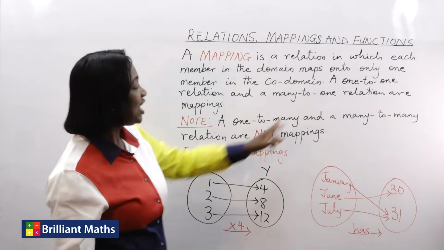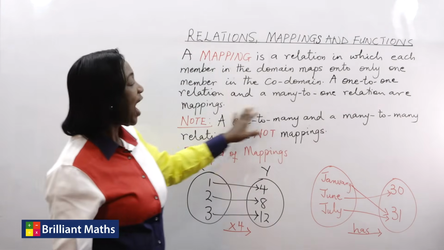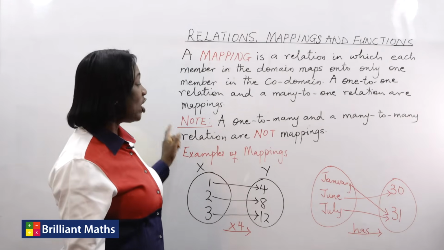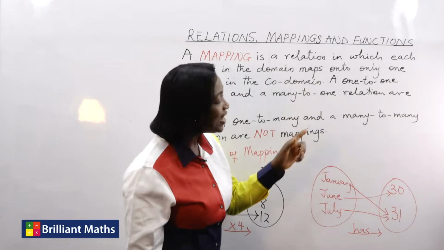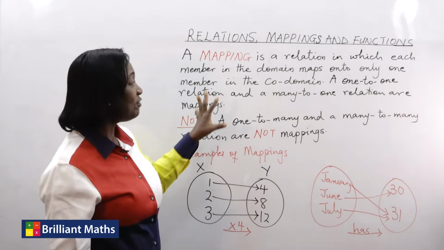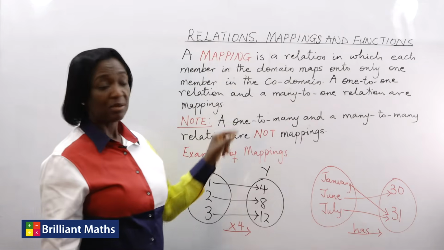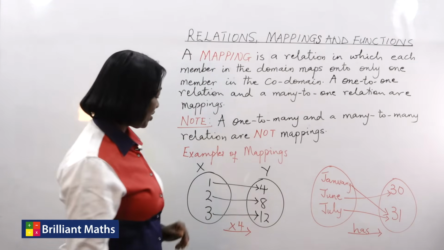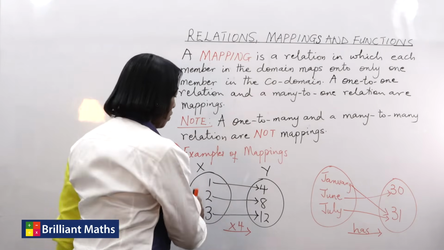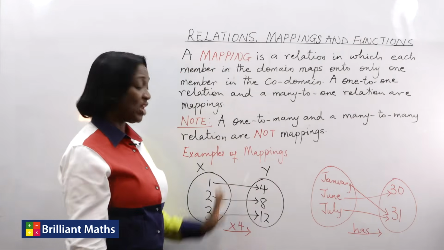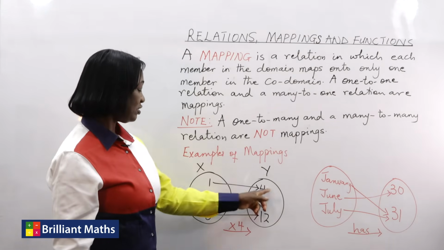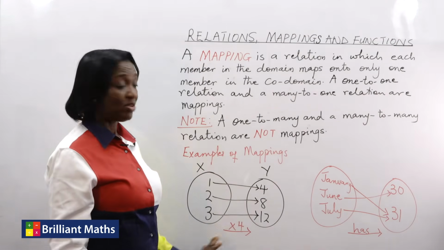So that implies that a one-to-one relation and a many-to-one relation are mappings. We should note that a one-to-many and a many-to-many relation are not mappings. We defined all of this in the first segment. So examples of mappings, this is a one-to-one mapping. 1 maps to 4, 2 maps to 8, and 3 maps to 12. The relation is times 4. That's the rule of the mapping. So 1 times 4 is 4, 2 times 4 is 8, and 3 times 4 is 12.